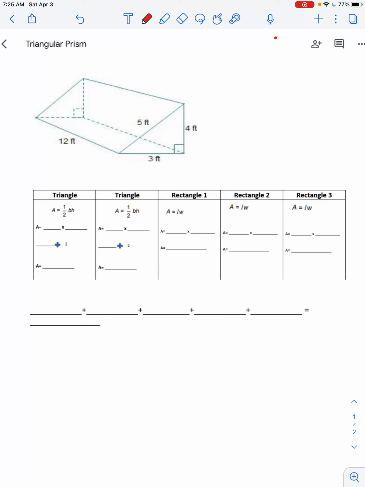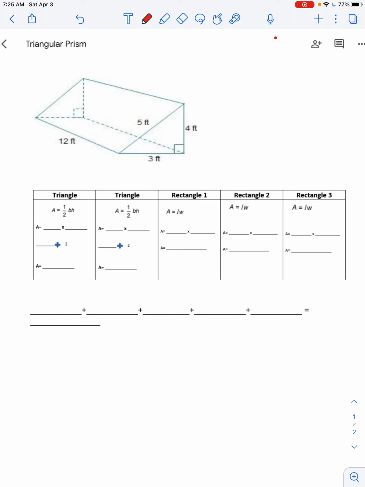Good morning, sixth grade. We are going to be breaking apart a triangular prism and finding the surface area. Remember, surface area means the area around all of the faces. We're going to do this by breaking apart the shape and then adding all of the areas together. So we're going to be doing this step by step.